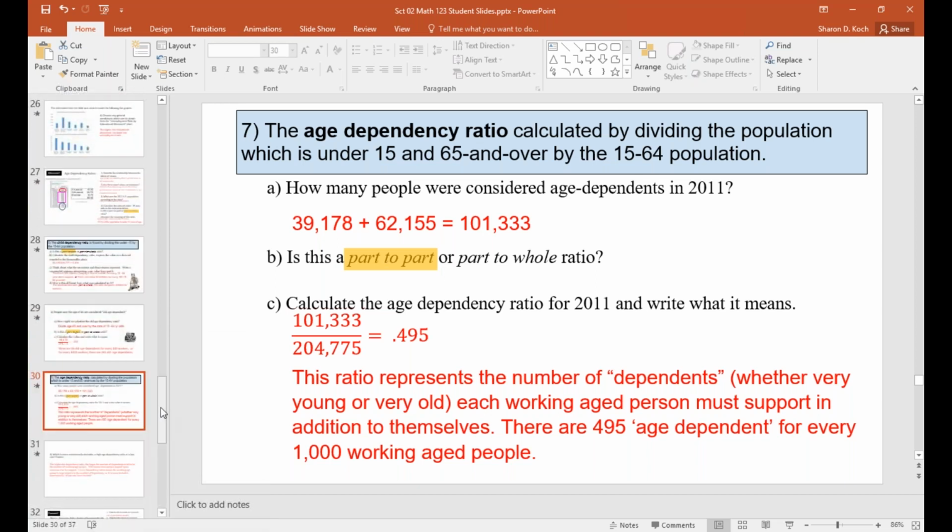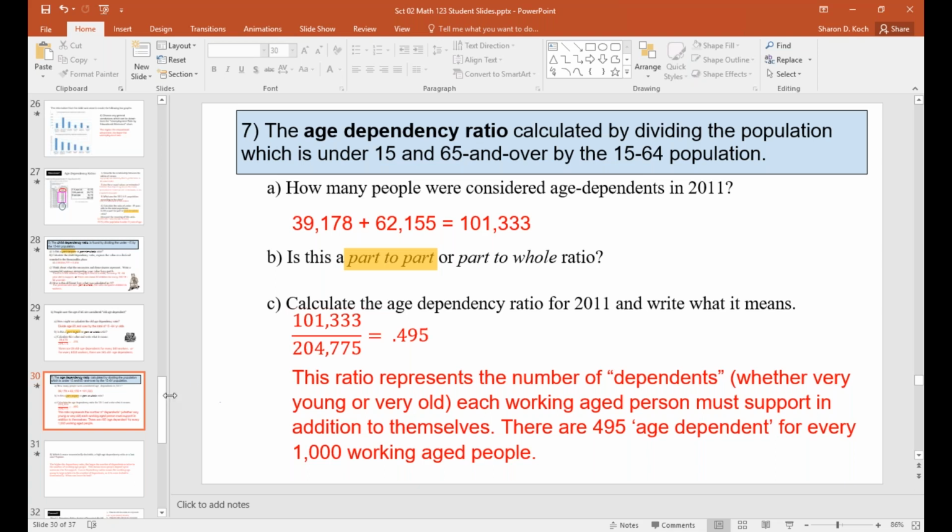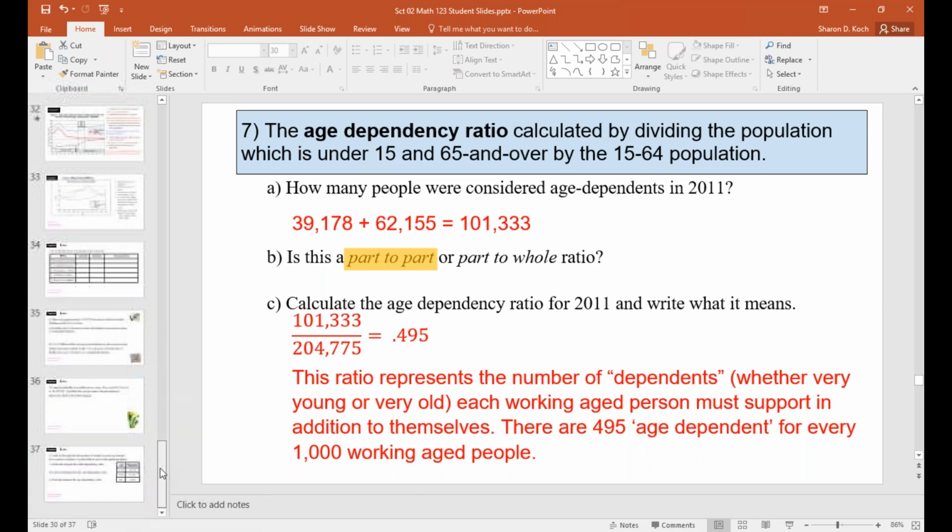Okay, so you definitely need to understand how to set up a ratio and what a ratio means, if it's part to part or part to whole, and then the different types of dependency ratios: child dependency, old age dependency, and any age dependency ratio. I know I went through these last sections pretty quickly, so please go back and watch the videos this week on this section.